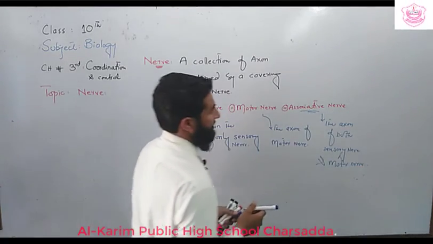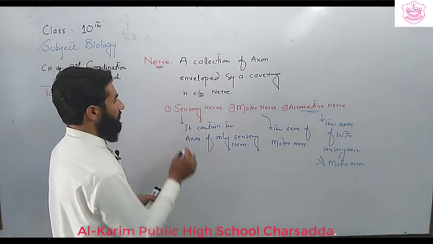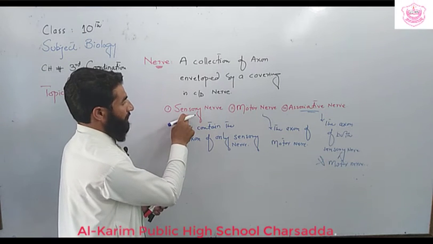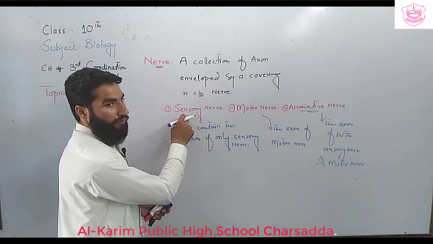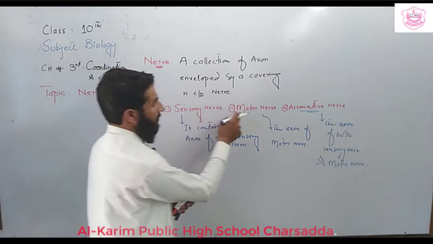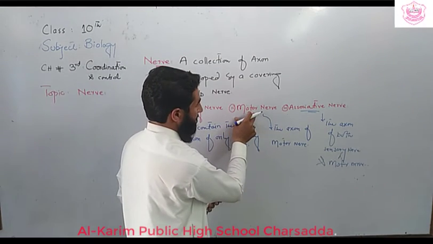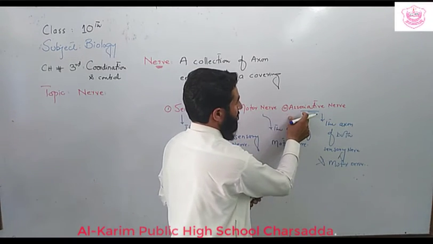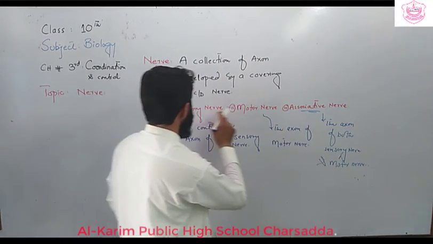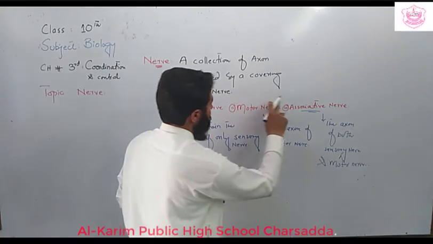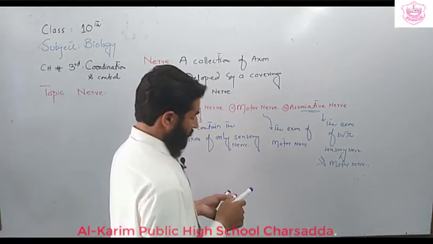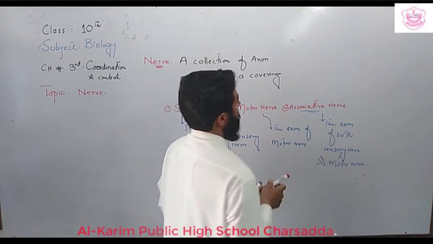Means on the basis of axon there are three types of nerve. Sensory nerve, which contains the axon of only sensory neurons; a motor nerve, which contains the axon of only motor neurons; while associative nerve contains axons of both sensory and motor neurons. On the other hand, there are two types of nerve.